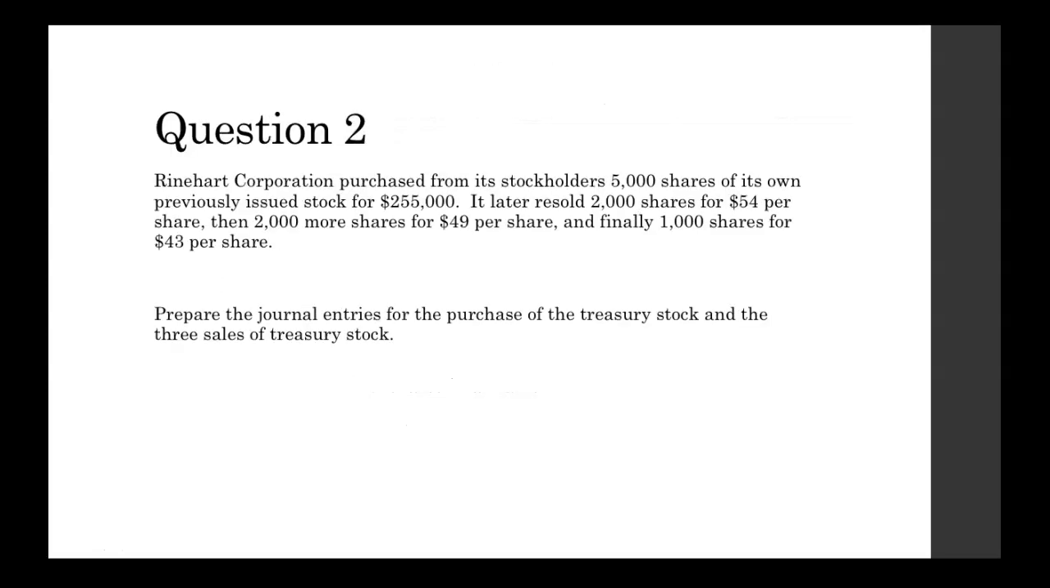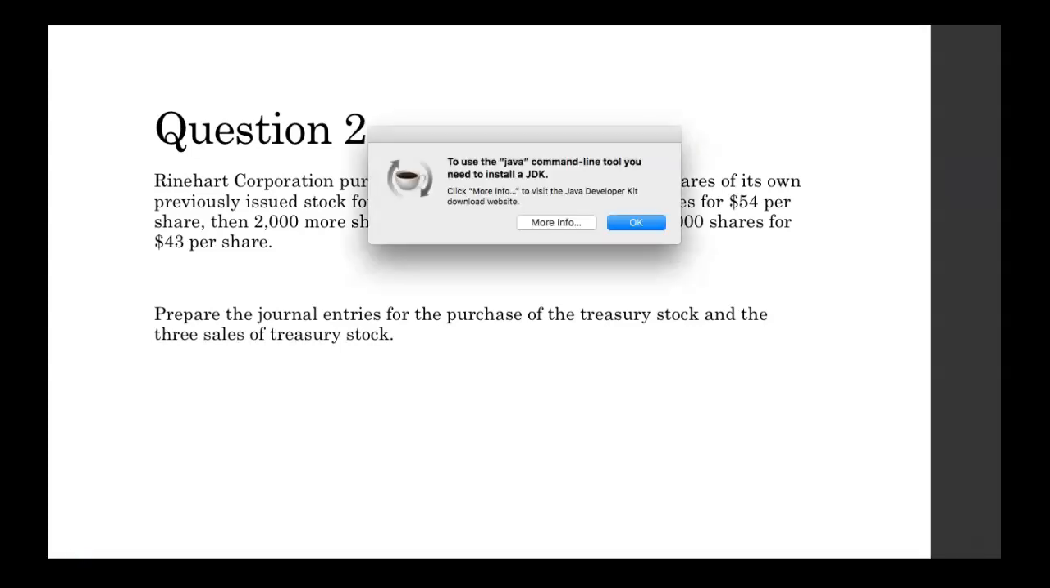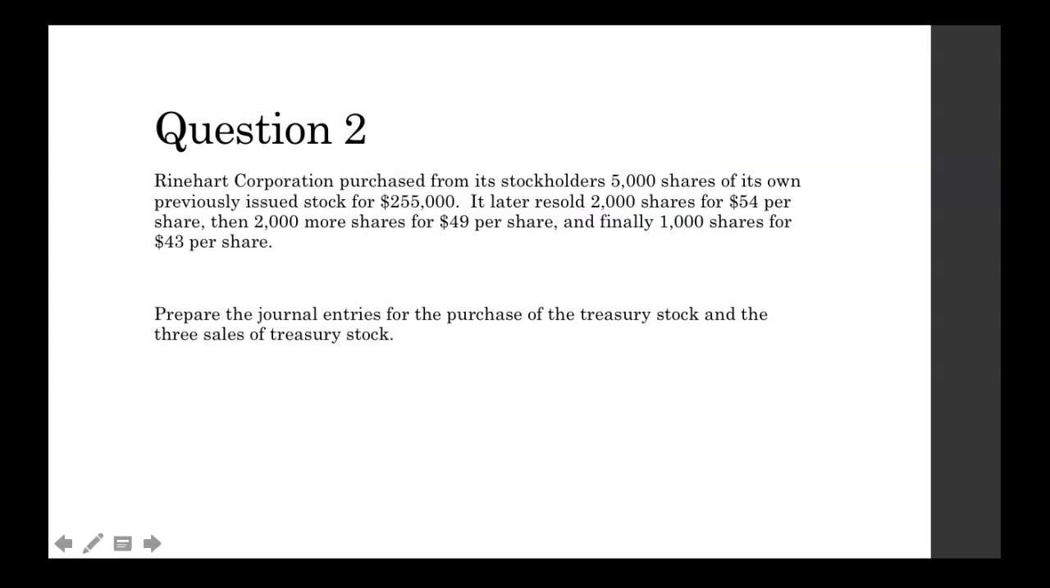Let's take a look at question number 2. So question number 2 says Rinehart Corporation purchased from its stockholders 5,000 shares of its own previously issued stock for $255,000. It later resold 2,000 shares for $54 per share, then 2,000 more shares for $49 per share, and finally sold 1,000 shares for $43 per share. So we need to prepare the journal entries for the purchase of this treasury stock and the 3 sales of treasury stock. So remember, whenever we buy back shares from stockholders, we always call that treasury stock.